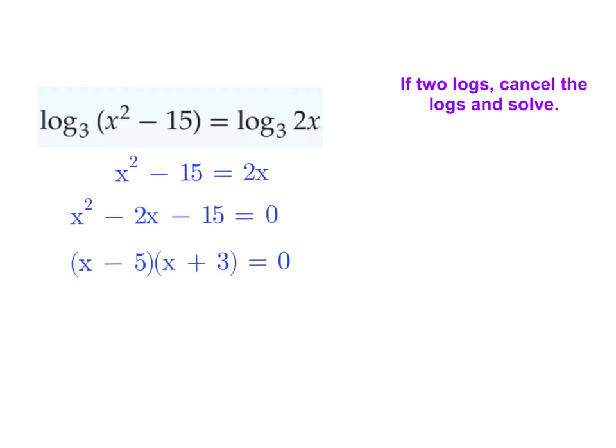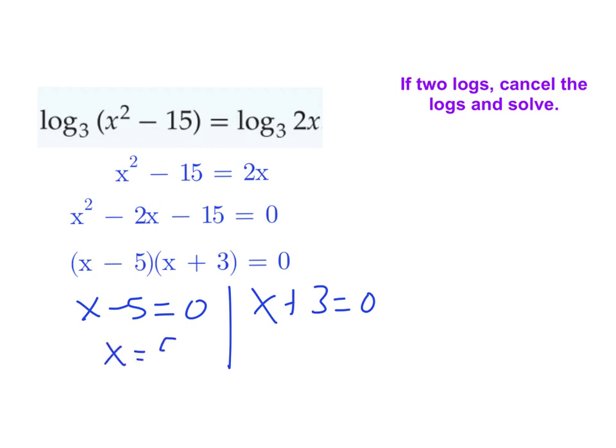Now, here's where our next part is. Then I have to set each of these equal to 0 and solve. So what does x equal over here? Positive 5. What does x equal over here? Negative 3. Okay, so I have two possible solutions: 5 or negative 3. The next thing that we have to do is check them.